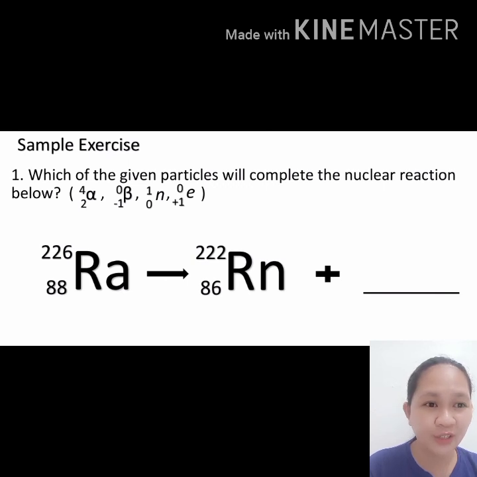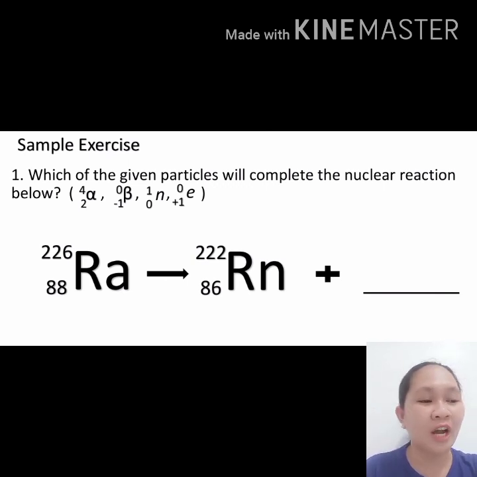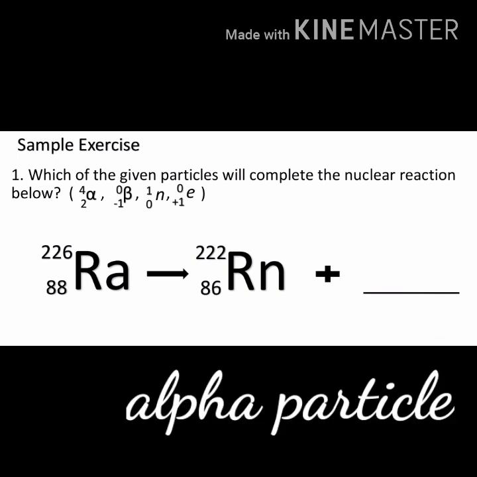The correct answer is alpha particle, yung ating ilalagay dito sa ating equation. Bakit? From 226 naging 222, it means 4 ang iniles sa kanya. Among the different radiation particles, only alpha particle has super subscript of 4. And then, 88 naging 86, ibig sabihin, dalawa yung iminus sa kanya. So, yung ating subscript is 2. So, ang tamang sagot is alpha particle.